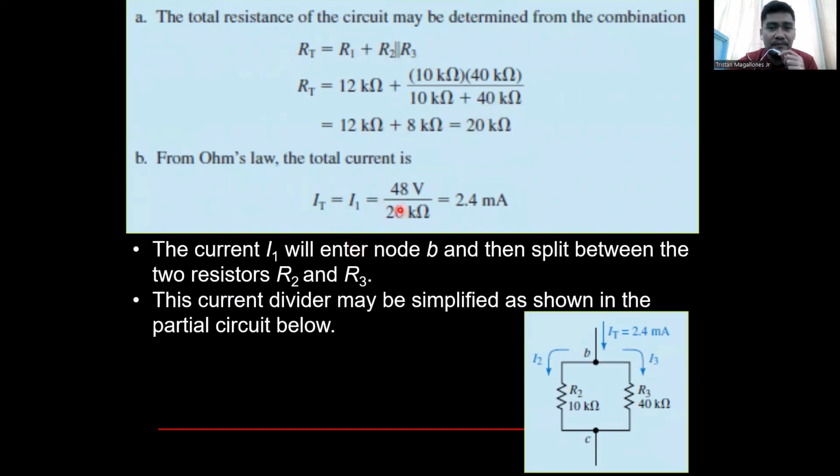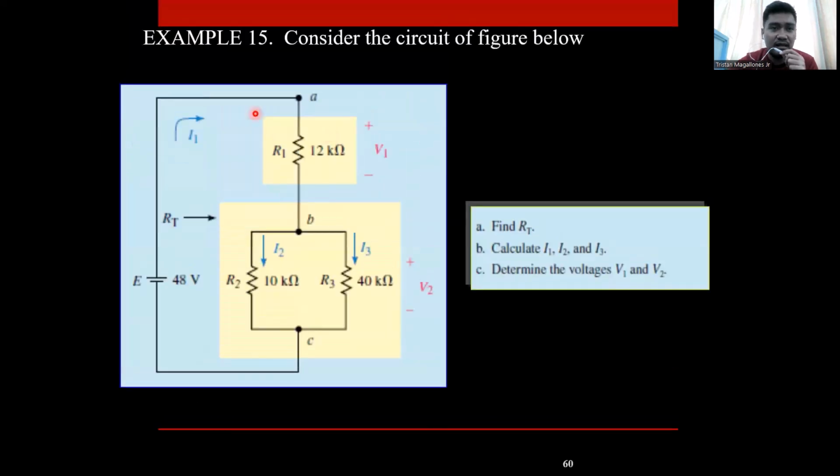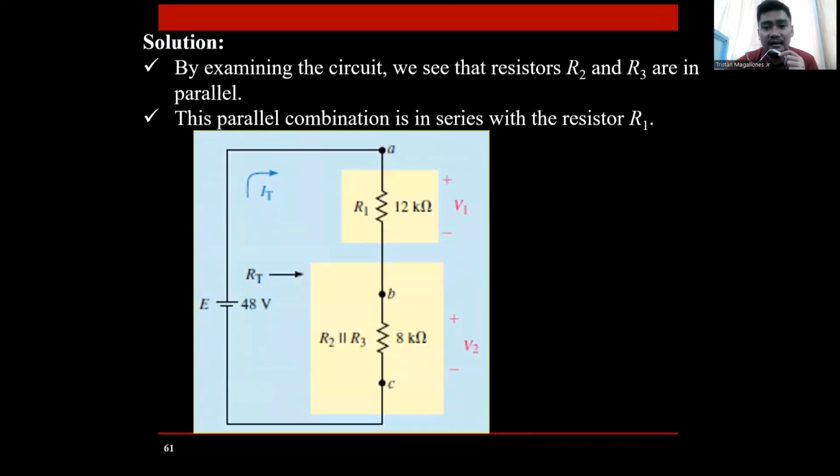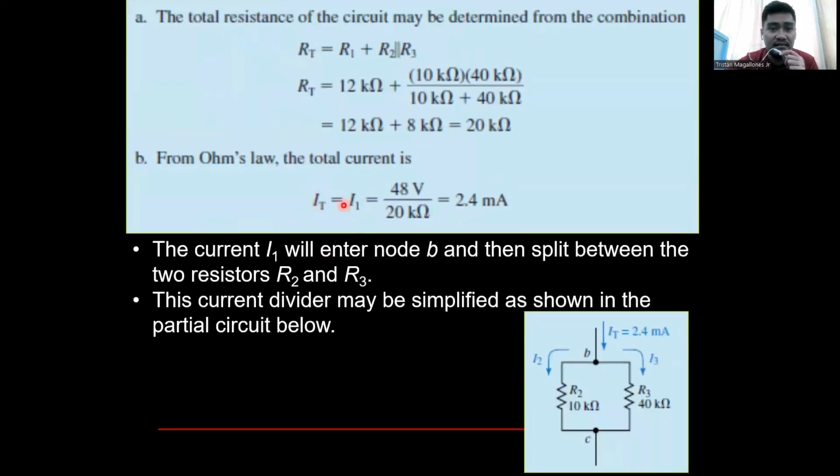So from Ohm's law, your total current will be equal to 2.4 milliamperes, which is the current that passes through since they are in series. So the current is the same going from here to there, the same series current, which is your IT. If you look at the figure earlier, I1 will also be the same as your IT. Because again, if you can recall for a series circuit, IT is equal to the current through R1, which is 2.4 milliamperes.